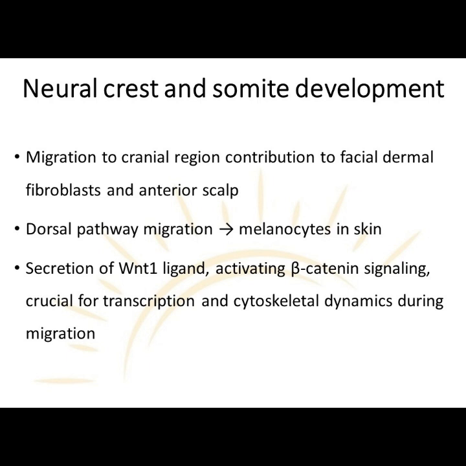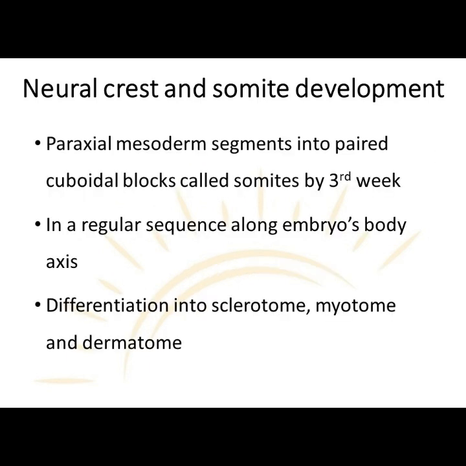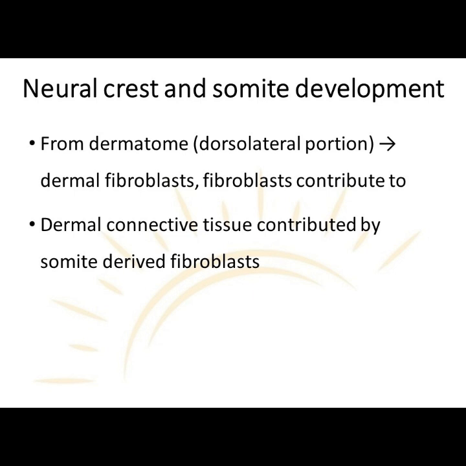They secrete WNT1 ligand, which activates beta-catenin, important for signaling and cytoskeletal regulation. Clinical relevance: they give rise to melanocytes, fibroblasts, and are implicated in certain diseases. Somite development. By the third week, mesoderm condenses into cuboidal somites lateral to the neural tube. Somites primarily form the axial skeleton and muscles. Dermal fibroblasts originate from the dorsolateral somite region, dermatomyotome. Early somite fibroblasts also contribute to skin development.